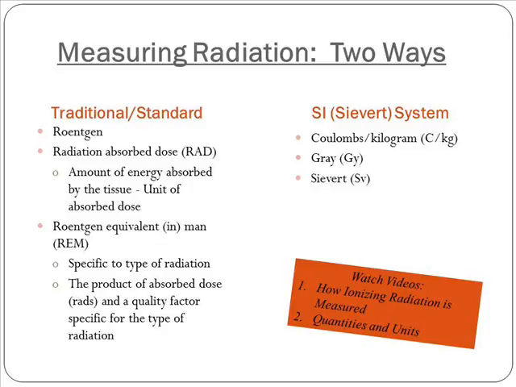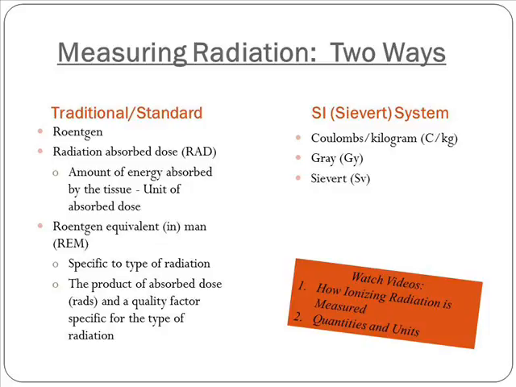And then a REM, which is the acronym for Roentgen equivalent in man, is specific to the type of radiation. So it is a measurement in relationship to whether it's alpha, beta, or gamma radiation. And that'll be explained further and better in one of the videos you're going to watch in just a second.